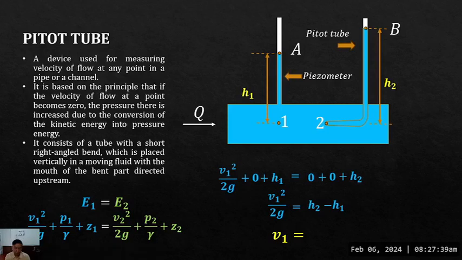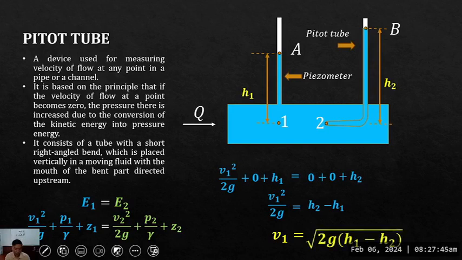And then, square root both sides. So, that would be V1 equals square root of 2G H1. This is supposed to be H2 minus H1. Okay? Correct ko lang. So, this is H2 minus H1.